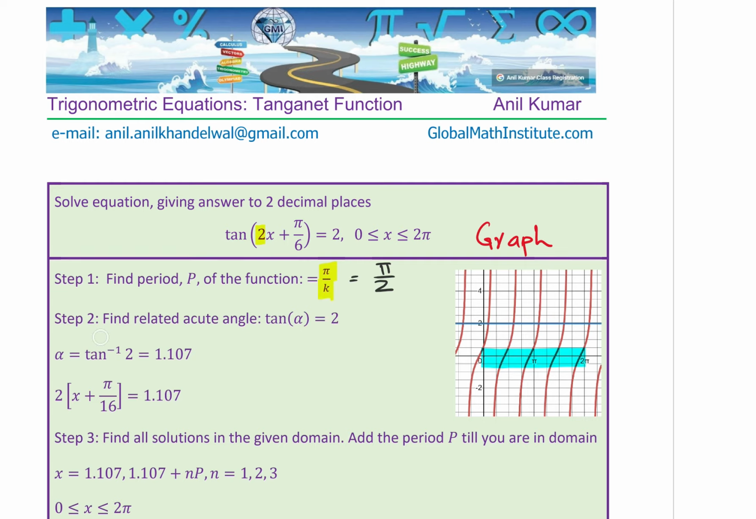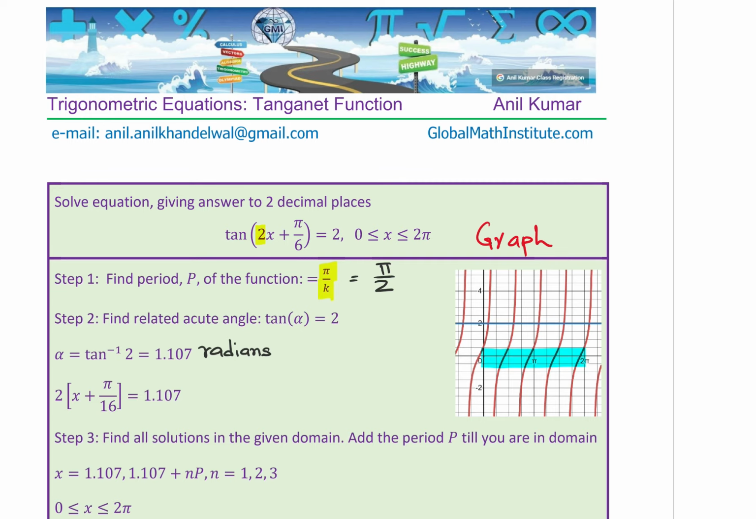Now, find the related acute angle. Let us assume that alpha is the related acute angle, then tan alpha is equal to 2, and alpha will be tan inverse 2, which is 1.107. So you can calculate this value. Put your calculator in radians, okay? When we do not write any units, we mean radians, right? Perfect. So we get alpha as 1.107.